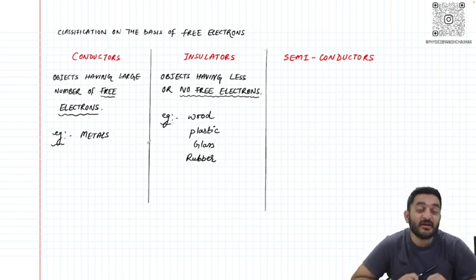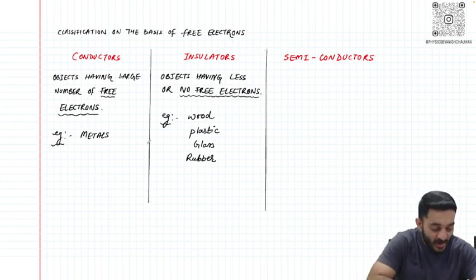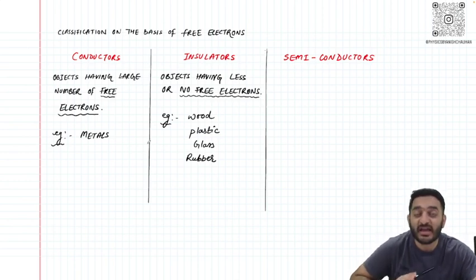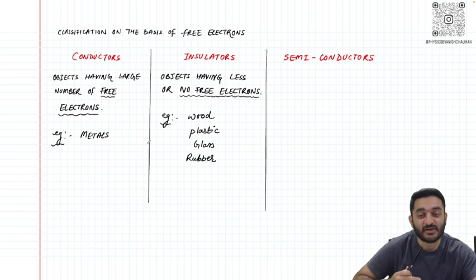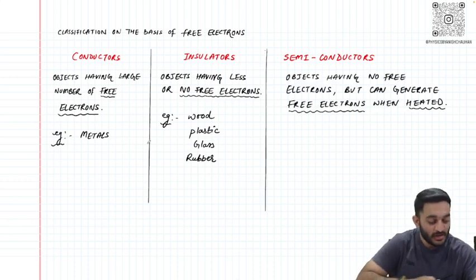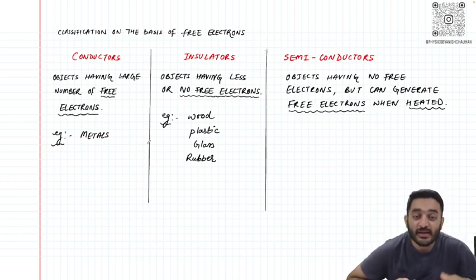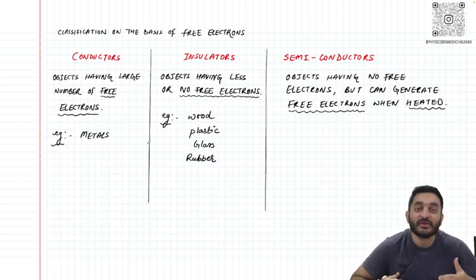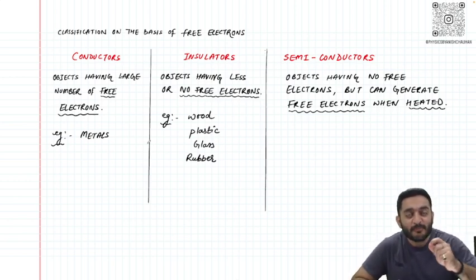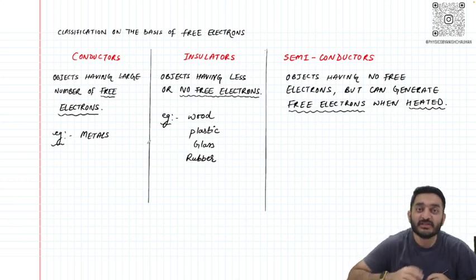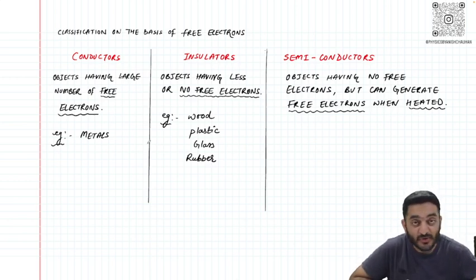And let me tell you, semiconductor is a material which has huge application in electronic circuits. The very important point is that you can control the free electrons. So a semiconductor is an object having no free electrons but they can be generated. But how? By providing some heat, or you can say thermal energy. By providing a small amount of thermal energy, free electrons can be produced.